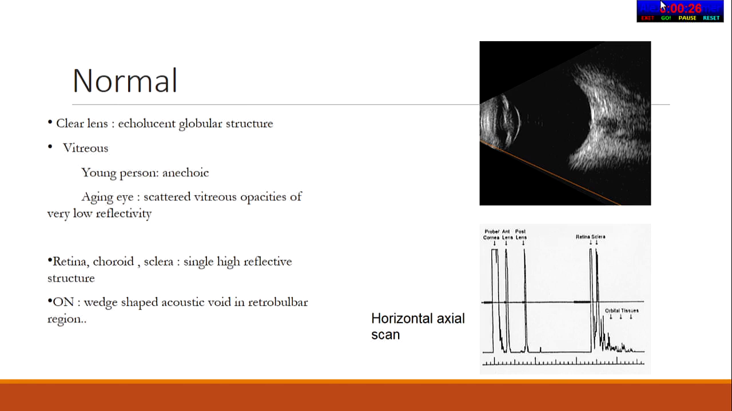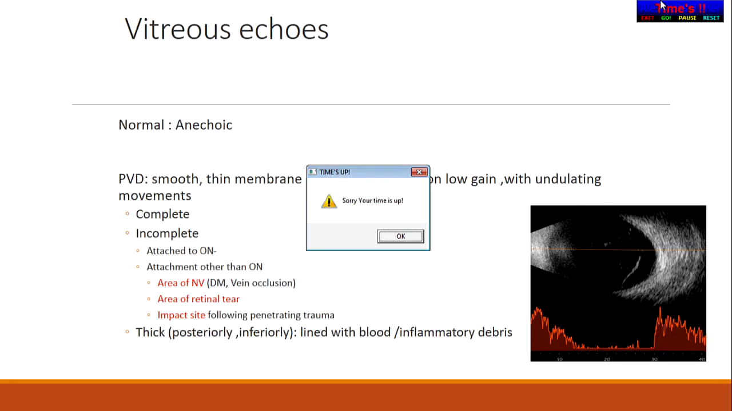In a normal B scan, in young age, the lens is echolucent, but as the age progresses, once the cataract happens, there is change in intensity of the lens. The vitreous in normal, in young ages, is echolucent. Retina, choroid and sclera are highly reflective, and the optic nerve is wedge-shaped, an acoustic void in the retrobulbar region.